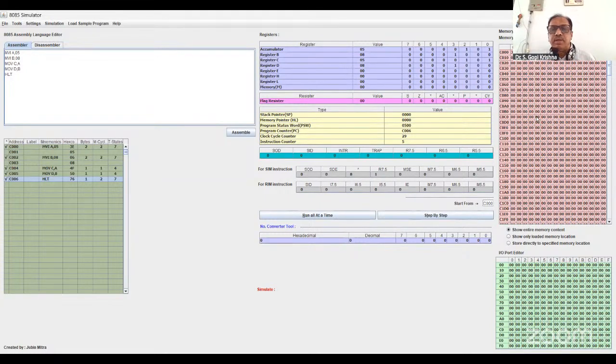So this is the memory. Whatever program we write here will be stored in memory locations. Once we execute, the processor gets the information from the memory and keeps it in the corresponding location. Then it will be executed instruction by instruction. So this is all about the data transfer instructions.